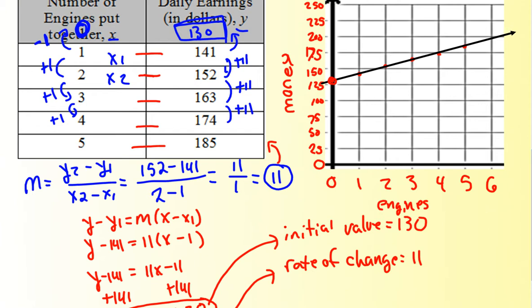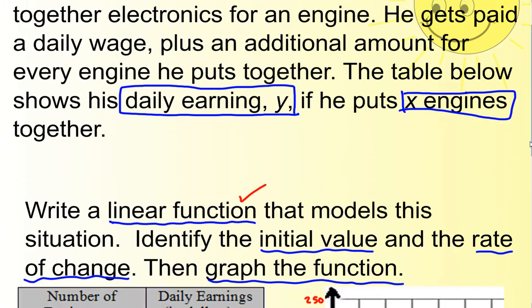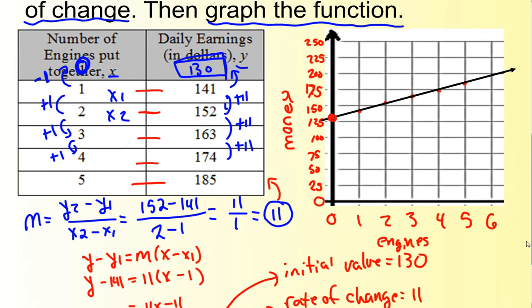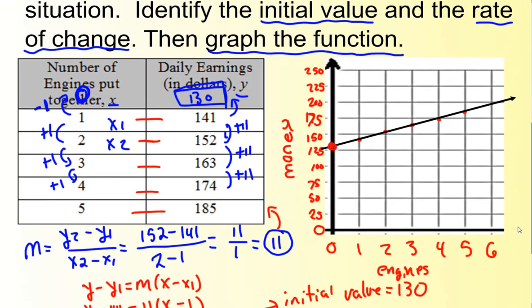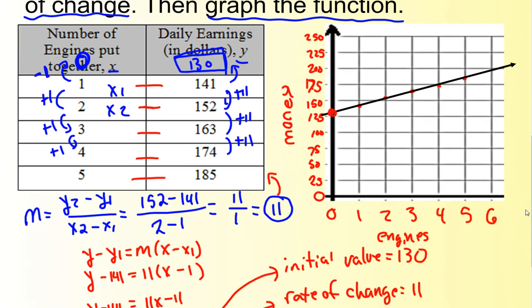Go ahead, pause the video, and try to answer this on your own. You're trying to interpret the scenario now that you have all the information given to you. What is the initial value, and what is the rate of change? What does it mean? Not just that the initial value is 130 and the rate of change is 11. What does it mean in terms of the scenario? What does it represent for this Derek guy who's putting these engines together? How does it affect his life? What do that 130 and that 11 have to do with Derek?